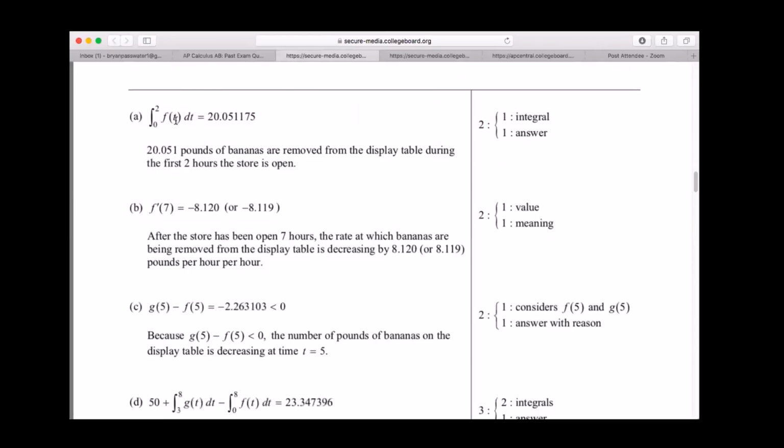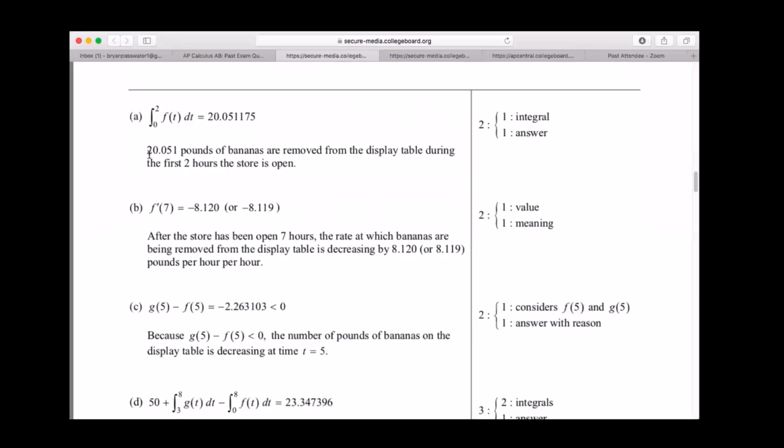And the integral means you had to have known to integrate f, and you had to have 0 to 2. Whenever it says integral, an integral has two parts. It has the argument, which is the integrand. That's the function you're integrating. And it has limits 0 to 2. So if you had all of that, you got the first point. And then for having the correct answer, you would have had a second point. So 2 points for part A.